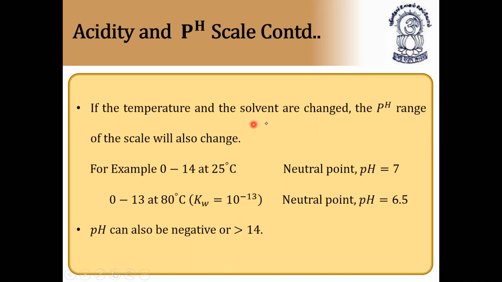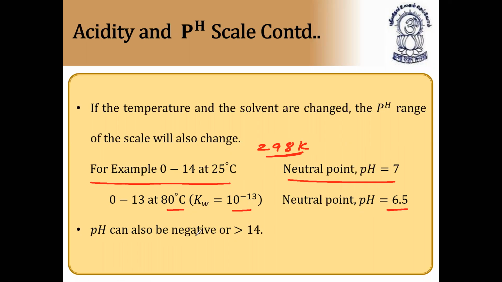If the temperature and the solvent are changed, then the pH scale also will change. For example, 0 to 14 at 25 degrees C, neutral point is pH equal to 7. Very, very important. This point also they can ask in the examination. At 25 degrees C or 298 kelvins, these are the standard values. Whereas at 80 degrees C, as the temperature is slightly increased, the Kw value increases. So the neutral point becomes pH 6.5.